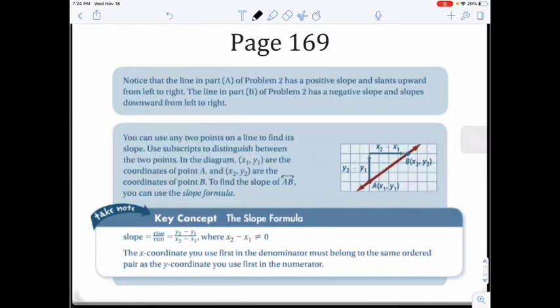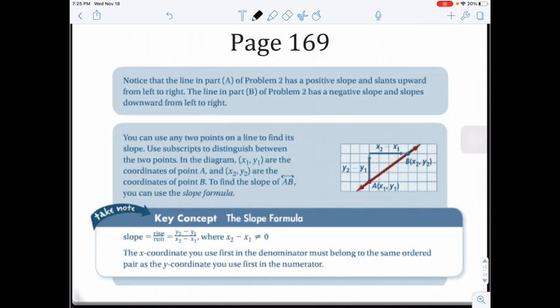Section 3.1, example 3 on page 169, we have noticed that the line in part A of problem 2 has a positive slope and slants upward from left to right. The line in part B from problem 2 has a negative slope and slopes downward from left to right. You can use any 2 points on a line to find its slope. Use subscripts to distinguish between 2 points.